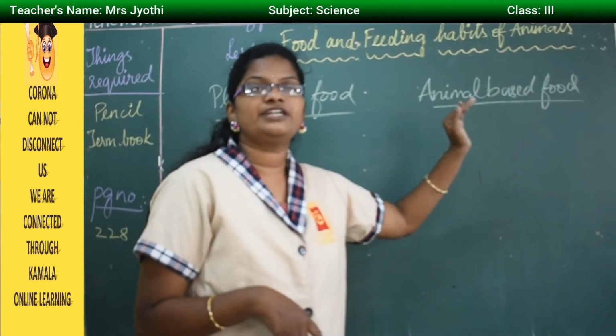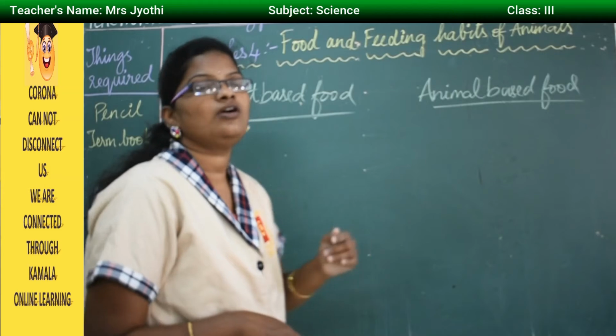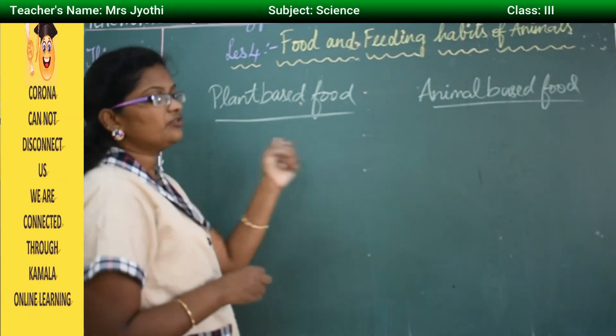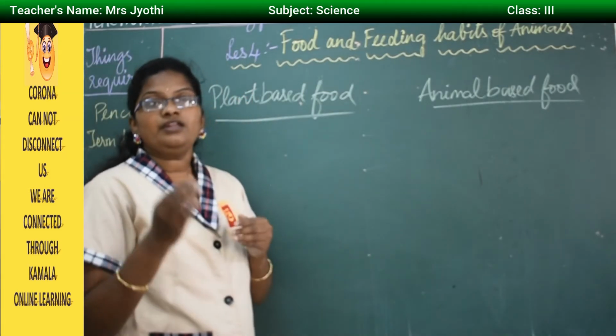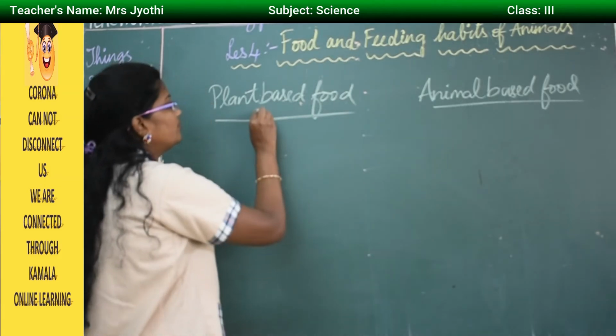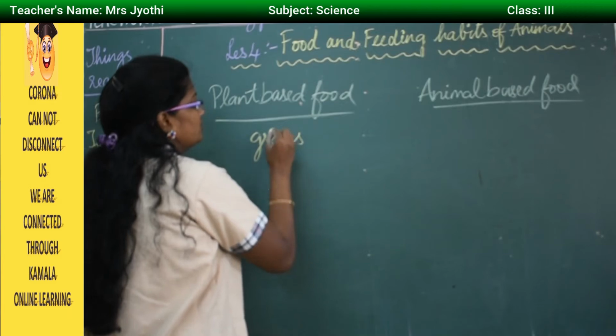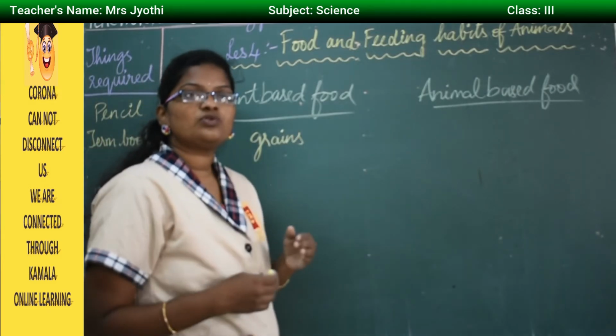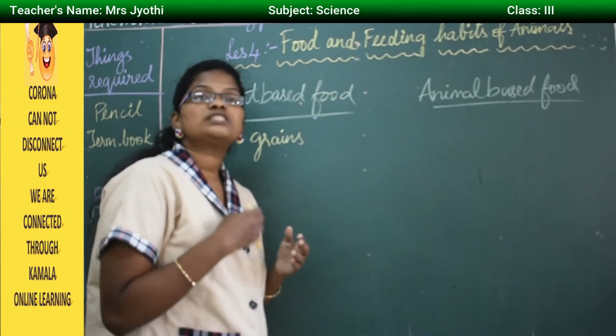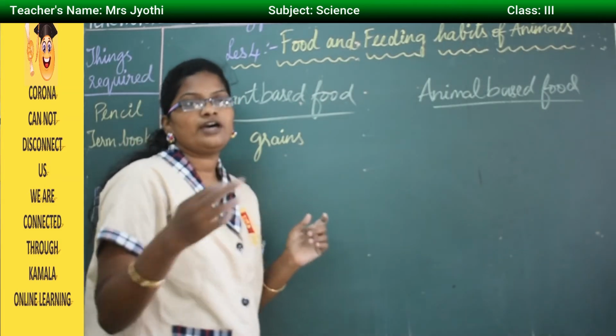So these are the food items which are based on the plants. From animals we eat egg, milk, meat, bones and all. So one I am going to write for you, and the remaining you have to do. So plant-based food, I am writing grains. Then vegetables, fruits, then leaves and roots and stem. Those all you have to write.